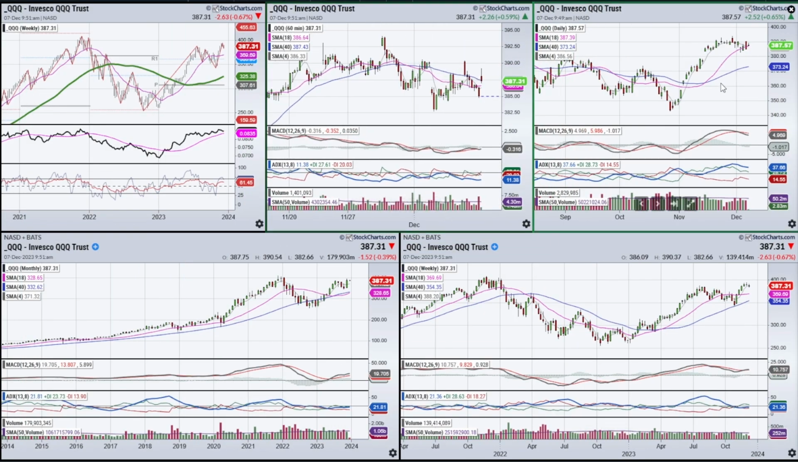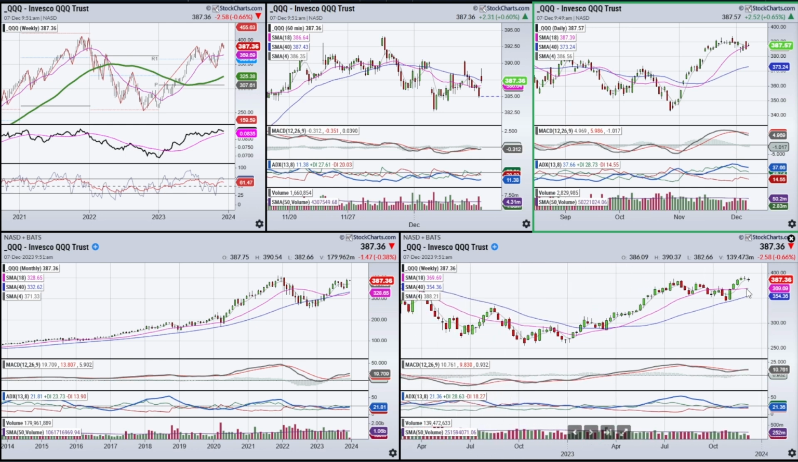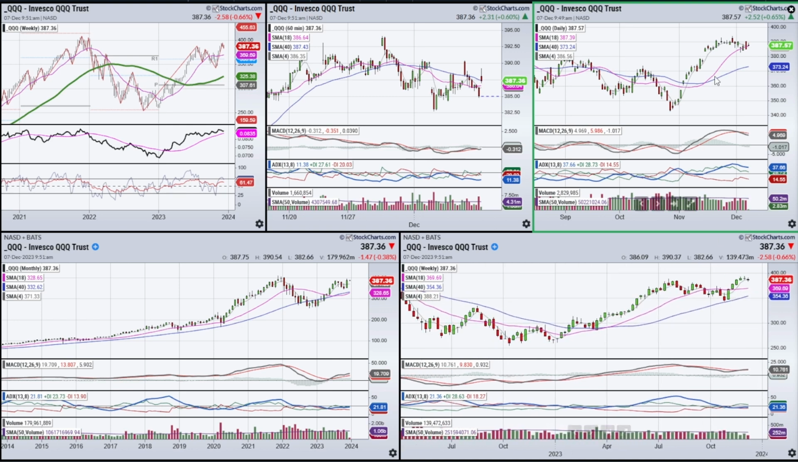Now, one thing I want to mention that would alter my thinking is on the daily chart. First, on the weekly, you see how we've got some space between where price is and where the 18 is. Price is at 387. The 18 week is around, let's call it, 370. So there's a little bit of an air pocket in there we have to be aware of.